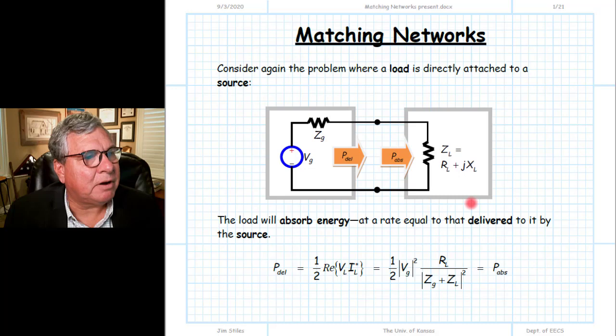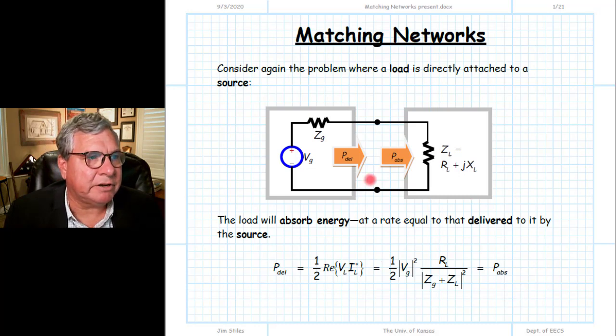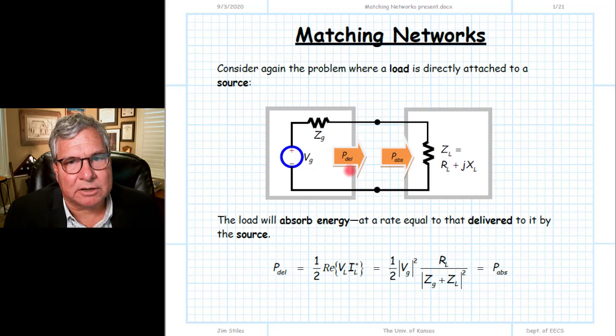And we found from this equivalent circuit we can calculate the voltage and current at this port plane and thus determine the rate at which energy is flowing across that port plane from left to right. And of course, by conservation of energy, the rate of energy coming out of this equivalent source, the delivered power, must be equal to the rate of energy flowing into the load, this absorbed power. And the result is given here.